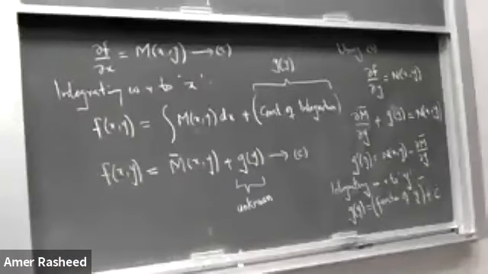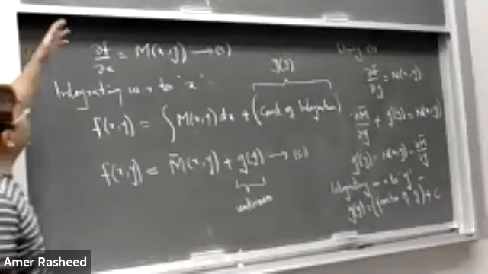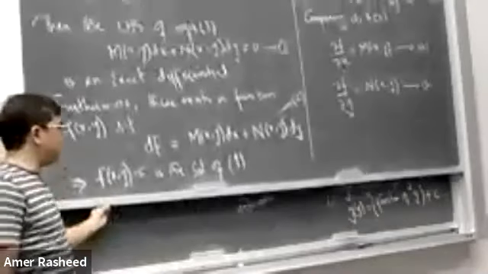For a function of 3 variables, there is no criteria yet to know whether this is an exact equation or not. This criteria only exists for a function of 2 independent variables. If we have 3 variables, what would the criteria be? We still do not know. The criteria here is partial m over partial y should be equal to partial n over partial x. This is the criteria.